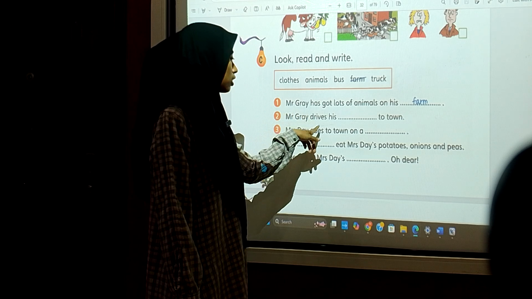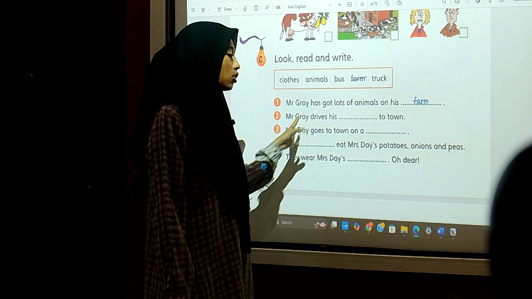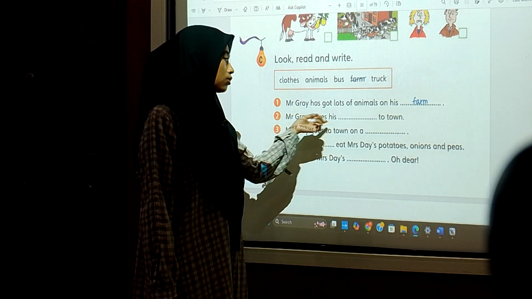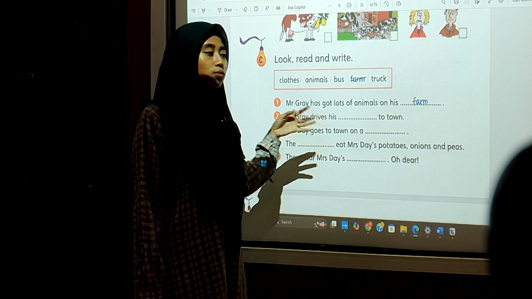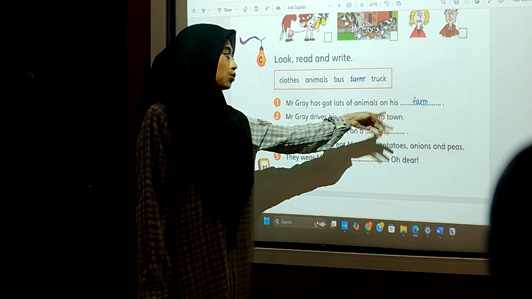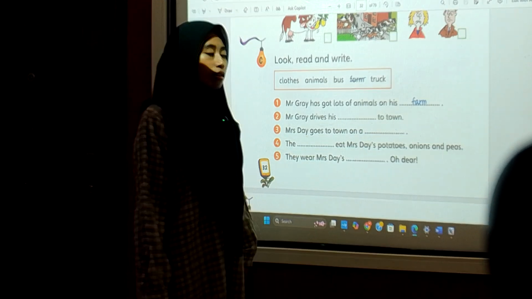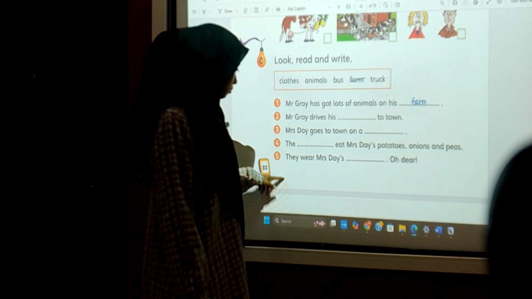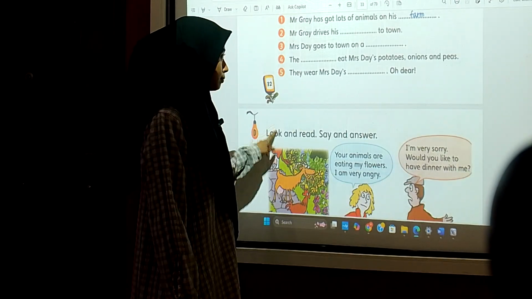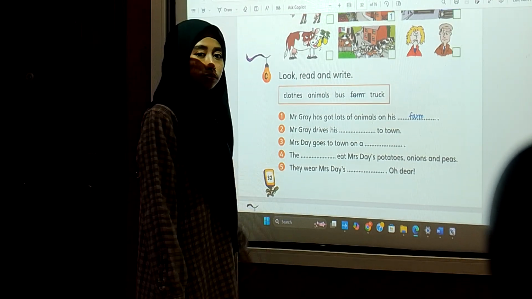"Mr. Gray drives his blank to town." According to you, what does Mr. Gray drive? Drive means mengemudi. So what does Mr. Gray drive to go to a town, and so on. All right. Next, only this, until page 32. Can you go to the next lesson?